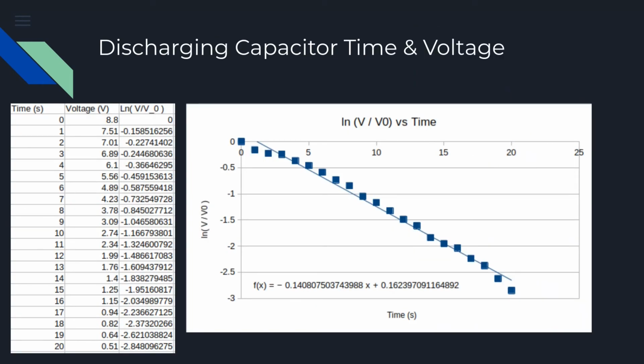For this part, we want to graph the relationship between discharging capacitor time and voltage over a 20-second interval. More specifically, we want to graph the natural log of the instantaneous potential difference on the capacitor divided by the initial potential difference against time. The slope on the trend line will help us in calculating the RC value.